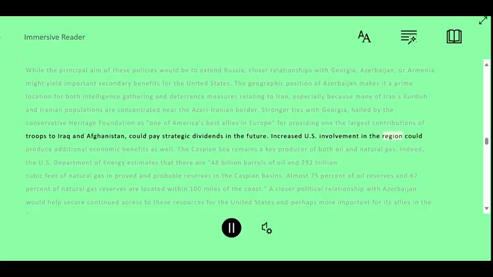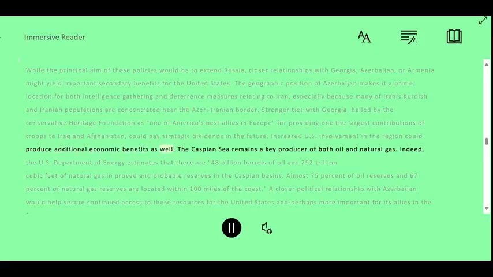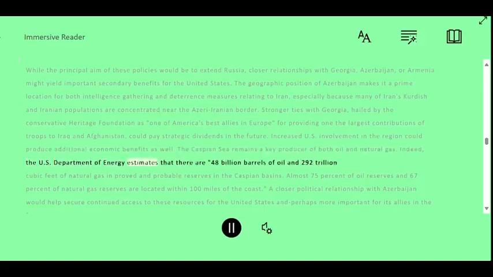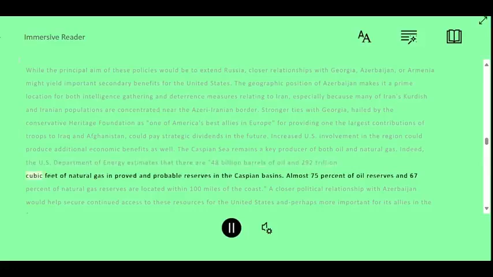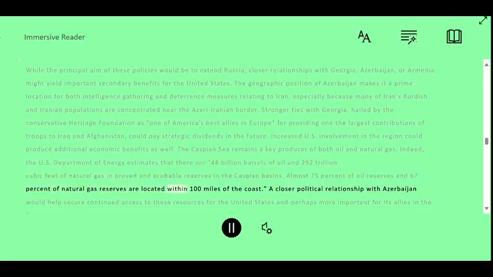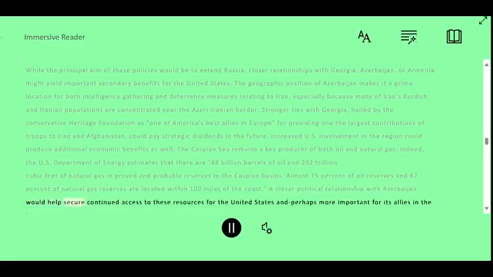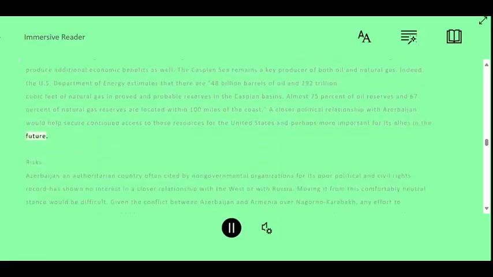Increased U.S. involvement in the region could produce additional economic benefits as well. The Caspian Sea remains a key producer of both oil and natural gas. Indeed, the U.S. Department of Energy estimates that there are 48 billion barrels of oil and 292 trillion cubic feet of natural gas in proved and probable reserves in the Caspian basins. Almost 75% of oil reserves and 67% of natural gas reserves are located within 100 miles of the coast. A closer political relationship with Azerbaijan would help secure continued access to these resources for the United States and perhaps more important, for its allies in the future.